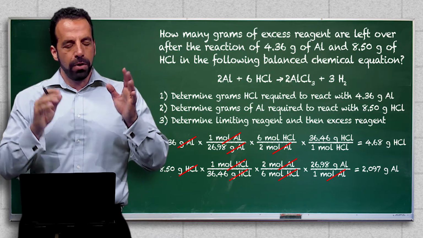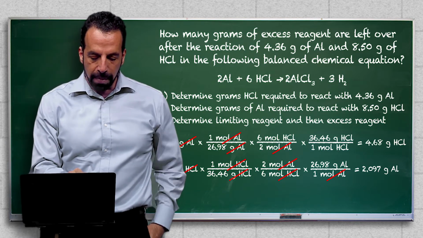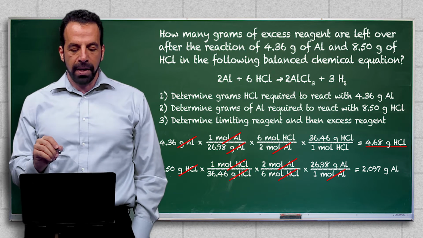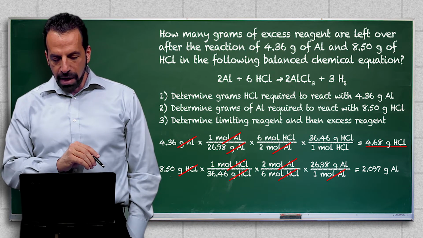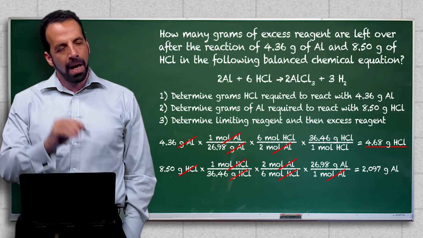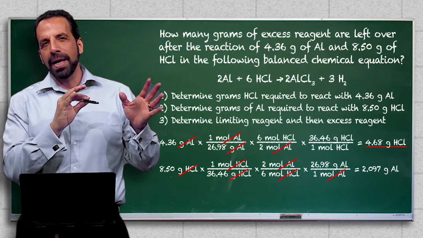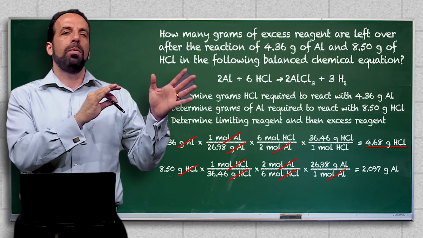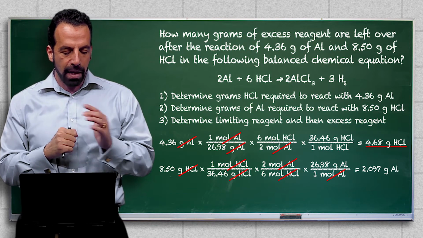Looking at these two values, you have to decide which is the limiting reagent. Well, hydrochloric acid is going to be limiting. And the reason is, if all my aluminum reacts, I would need 17.68 grams of hydrochloric acid. We'll only have 8.5 grams. So it means that my hydrochloric acid is much less than what's needed to react with all the aluminum. So my hydrochloric acid, that's my limiting reagent.